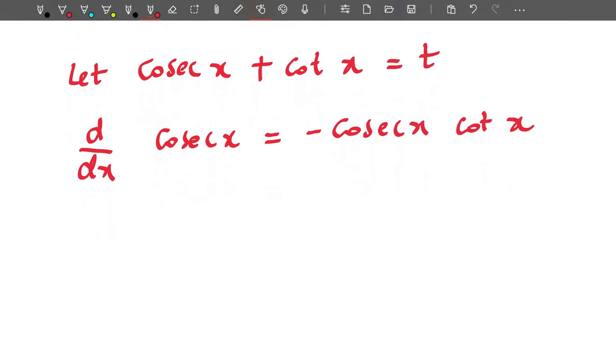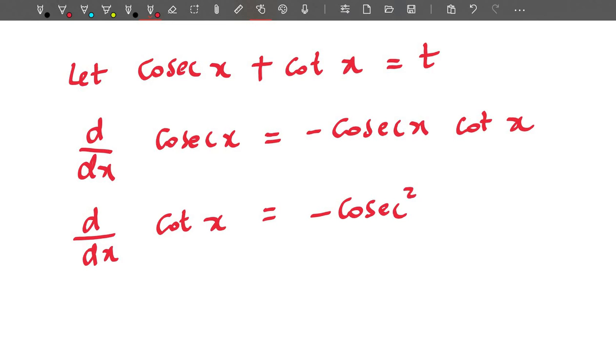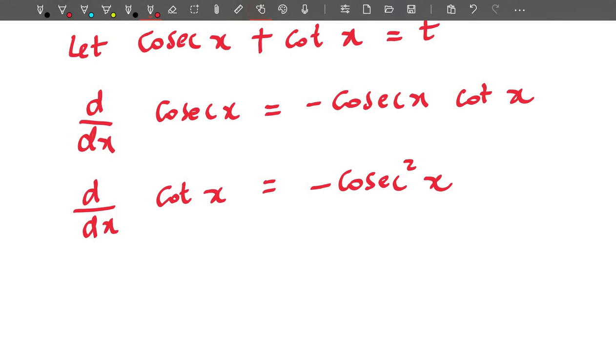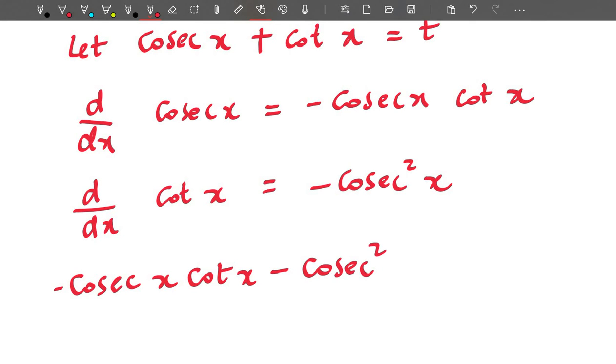Now similarly, if you differentiate cot x, so this is nothing but the formulas part in the differentiation what we learned. The derivative of cot x is minus cosecant square x. Okay, so now when you differentiate t, which will give us minus cosecant x cot x minus cosecant square x dx is equal to dt.